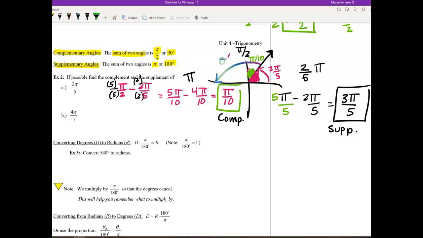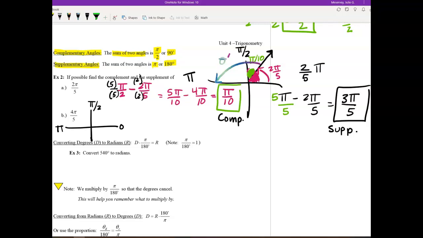Now let's look at 4 pi over 5. So 4 pi over 5, think of this as 4/5 pi. So if you were to graph this, here's 0, here's a whole pi. 4/5 is bigger than a half.